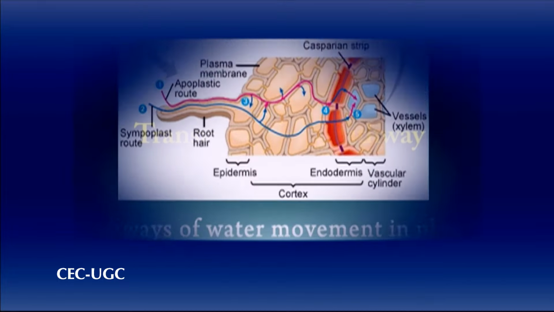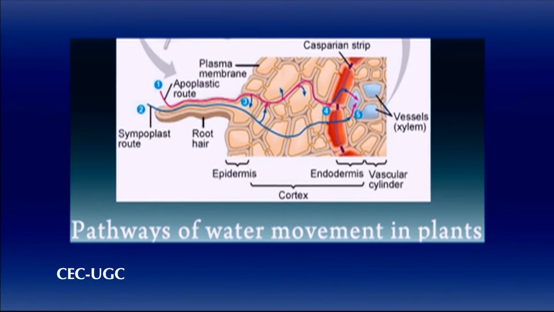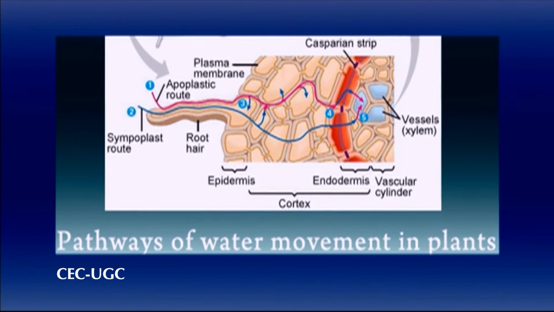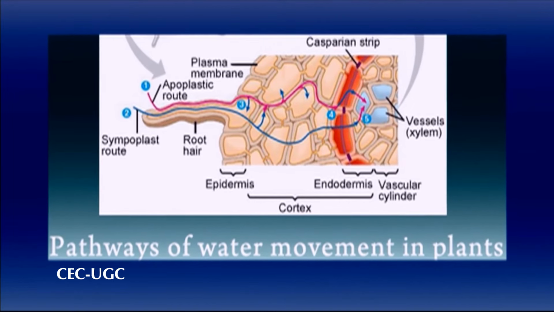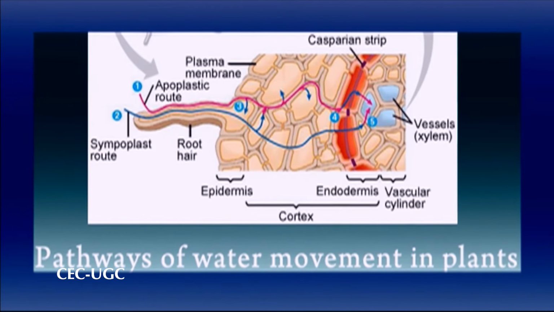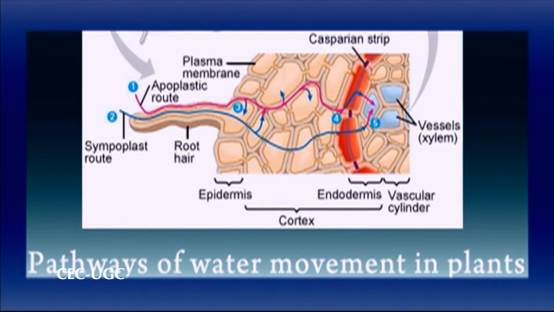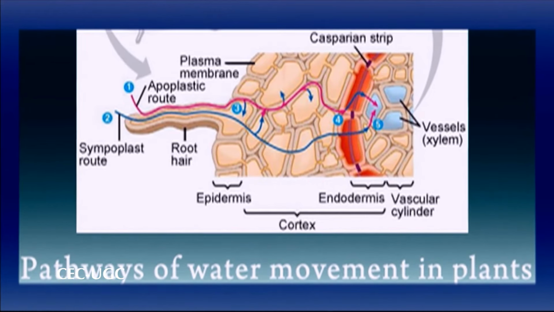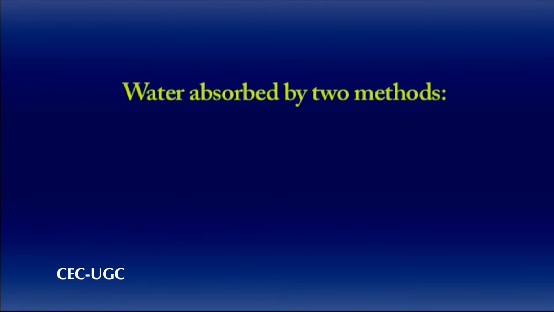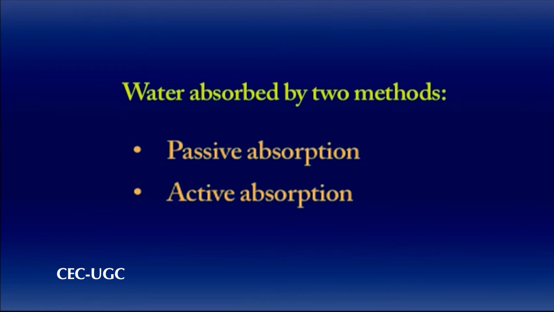Transmembrane pathway. The Casparian strip separates the cortex and the endodermis. It is composed of a wax-like substance called suberin, which blocks water molecules through cell wall of the endodermis. Now the water is forced to go through the cell membrane of different cells, leading to a transmembrane pathway. Now friends, the various mechanisms of water absorption. Water can be absorbed by 2 methods: passive absorption and active absorption.